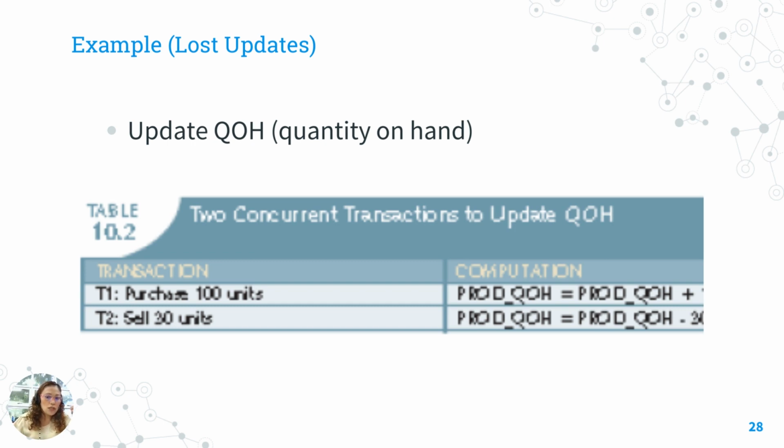In transaction 2, the company sells 30 units. So when you say purchase 100 units, you are going to increase the quantity on hand by 100. And when you say selling 30 units, you are going to deduct 30 units from your quantity on hand.